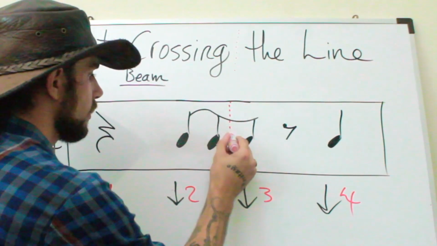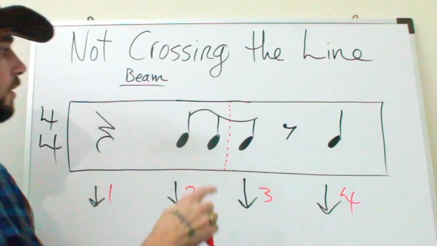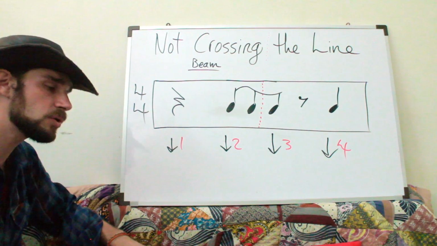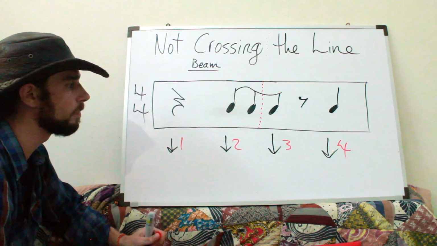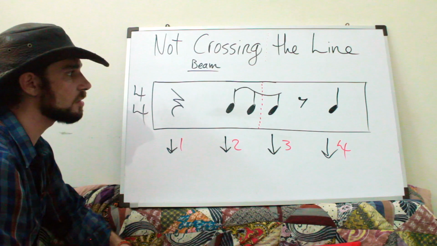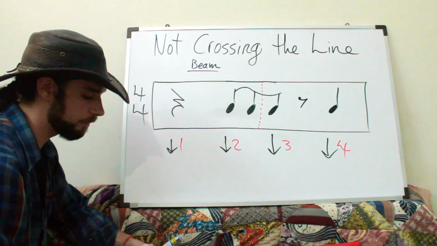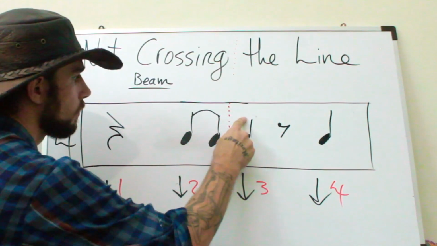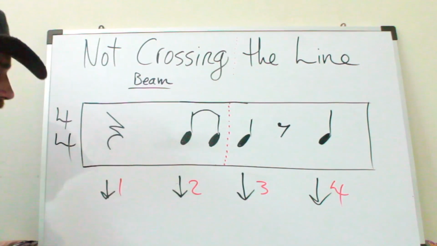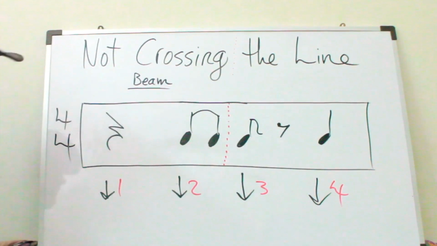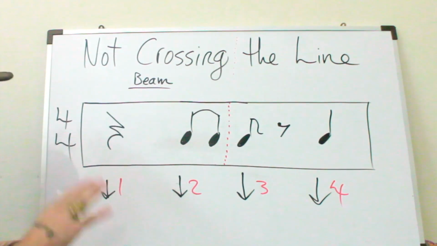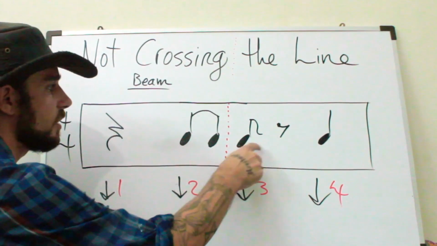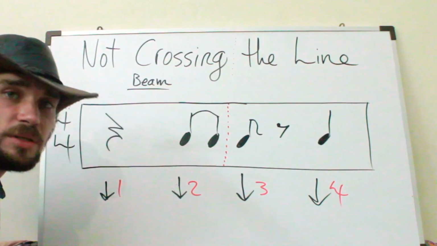But this line here, we have our beam going through the line, so that's not correct. It is correct mathematically, and it does add up, but this would not be the easiest version for someone to read. So what we would do is we would erase this beam and simply just take this guy and make him into a single eighth note. So now when I would look at this, I would see this quarter and 2 eighths as a unit, and then I would see this eighth and the rest and this quarter note as a unit.